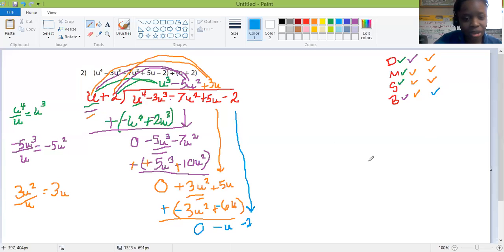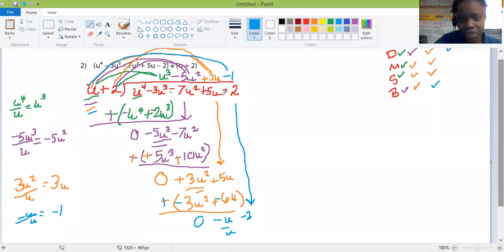Brought down. All right, go back up to the top. Negative u divided by u. So I'm going to say negative u divided by u. That's going to give me negative 1. Okay, so I divided. I'm going to put a negative 1 up here. Negative 1 times u is negative u. So now I'm doing a multiplying step. And then negative 1 times 2 is negative 2. So I have negative u and negative 2.